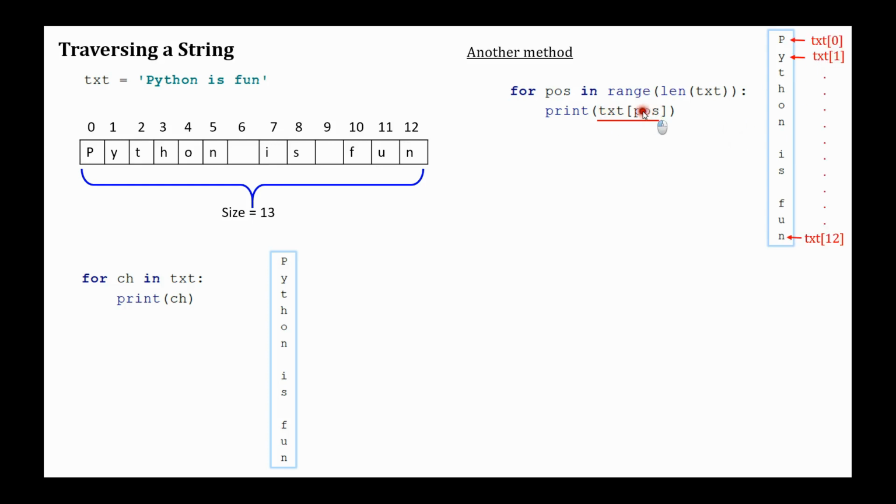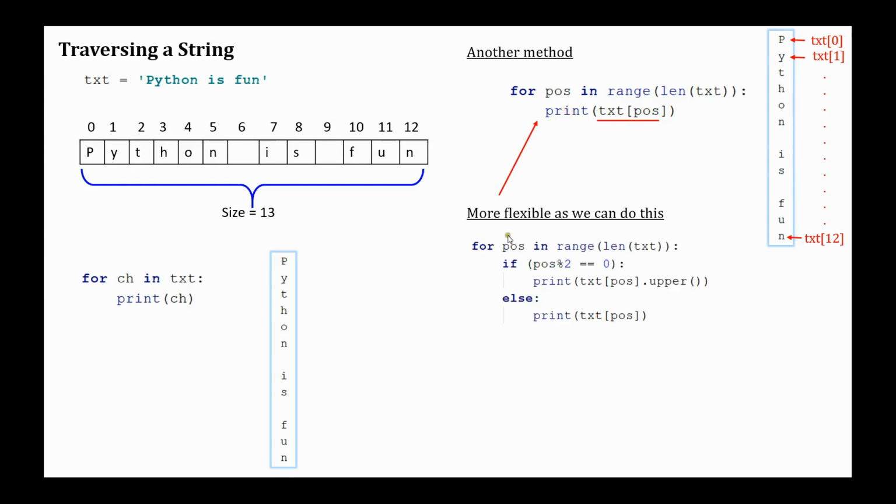So txt[position] will loop through 0 to 12. Effectively, you are printing txt[0], txt[1], all the way to txt[12]. If you are just trying to print the content of the string character by character, then you can just use the simple notation. This is more flexible. So when do we use this notation? We can do something like this.